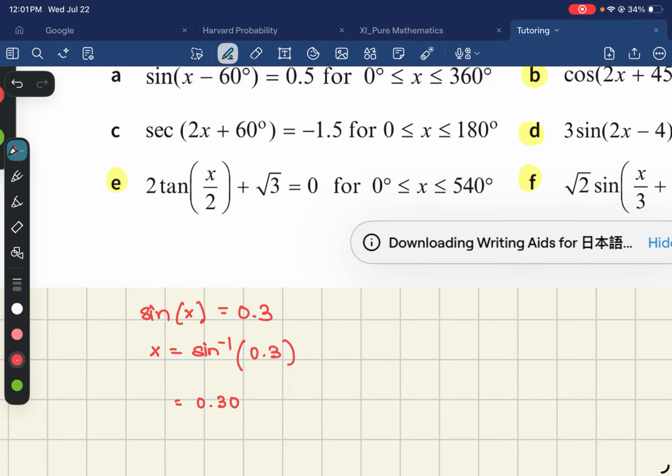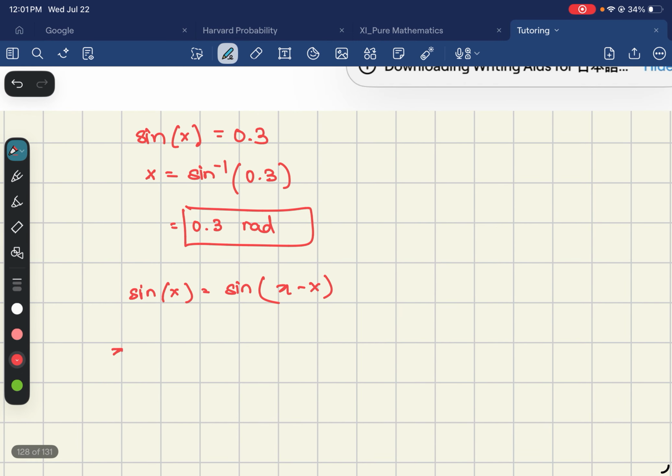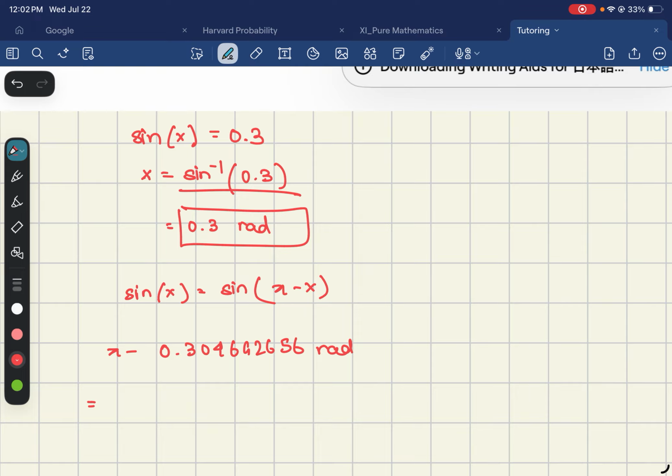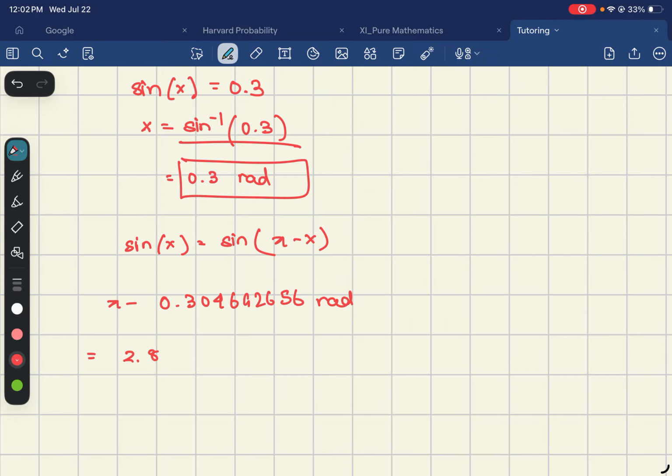So I get 0.30 again to 1 decimal place, and I'm working with radians. Now, how do I get my other angle? The other angle that gives me 0.3 is just going to be, if you remember, sine of x is equal to sine of pi minus x in radians. So I just need to do pi minus 0.304692654. That is the exact answer that you get when you take sine inverse. And your other answer is just going to be 2.8 radians. And that is it.